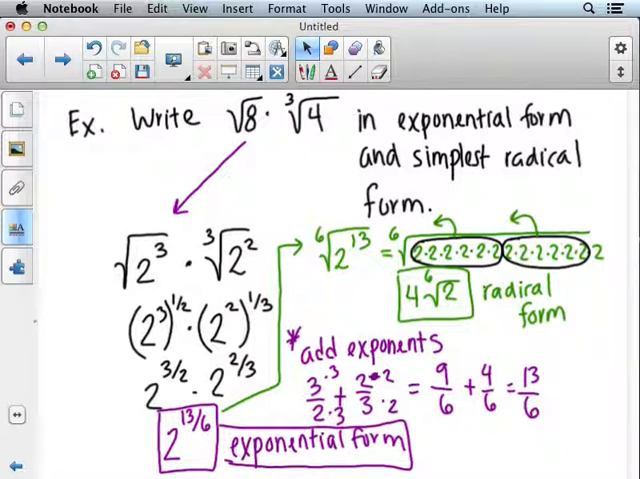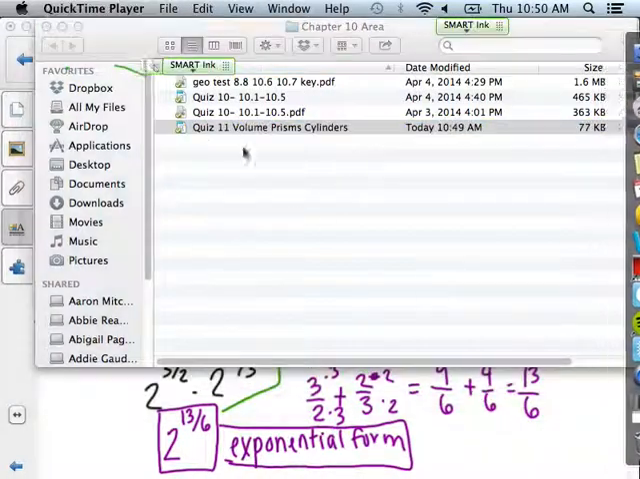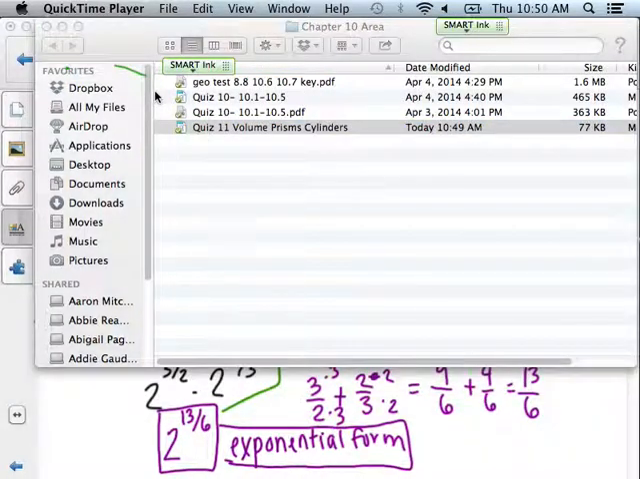We posted an answer key online, so hopefully that helps you out with your homework. And sorry I can't be in class, but I know you guys will be fine.